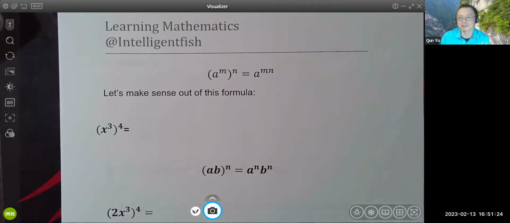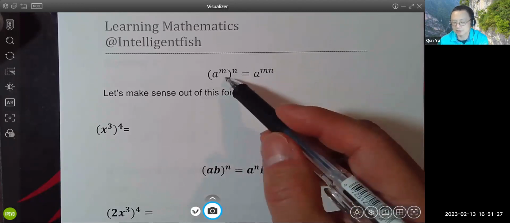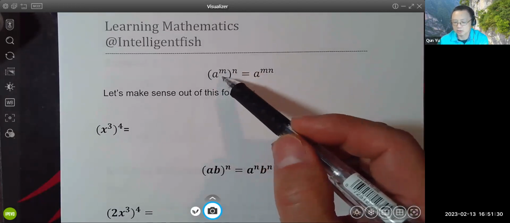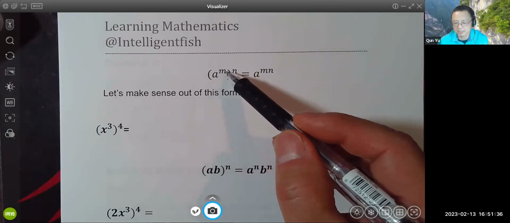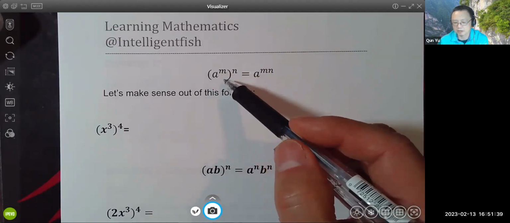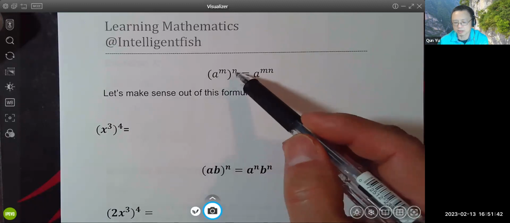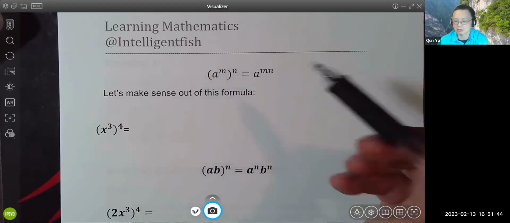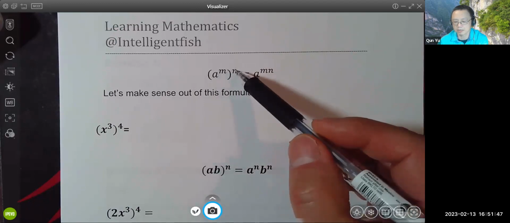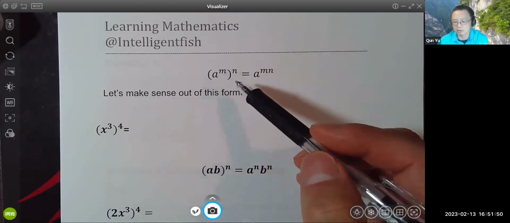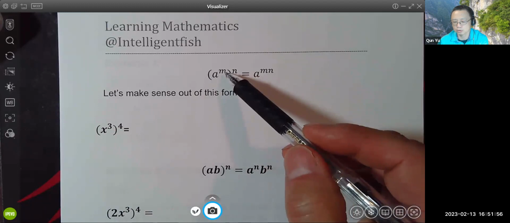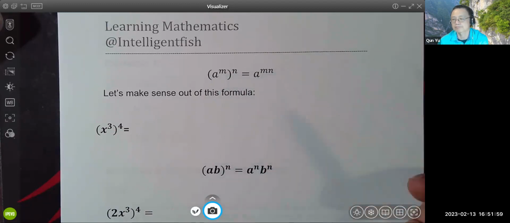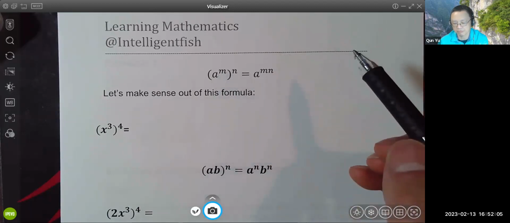Now, let's look at this formula. Notice the structure of this formula. Inside the parentheses, you have a form of exponential operation, a to the mth power, right? But this power itself serves as the base to another power. So this whole thing is called power to a power. So if you have a power to a power operation, you still have the original base in your answer. All you need to do is multiply these two exponents. Instead of adding, you multiply them if you have two exponents in a row.